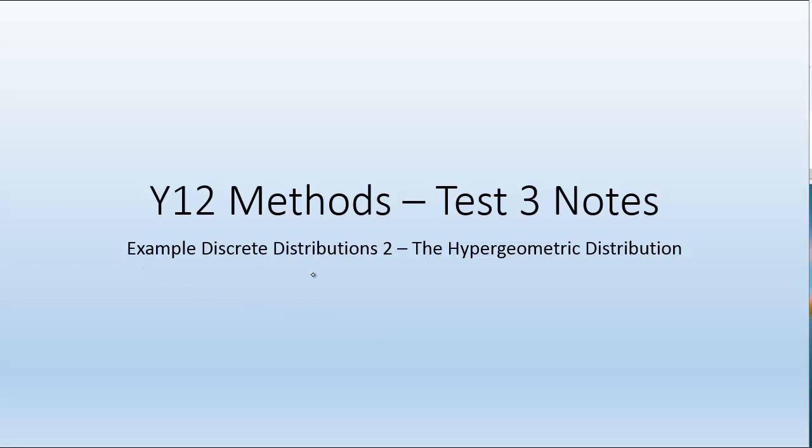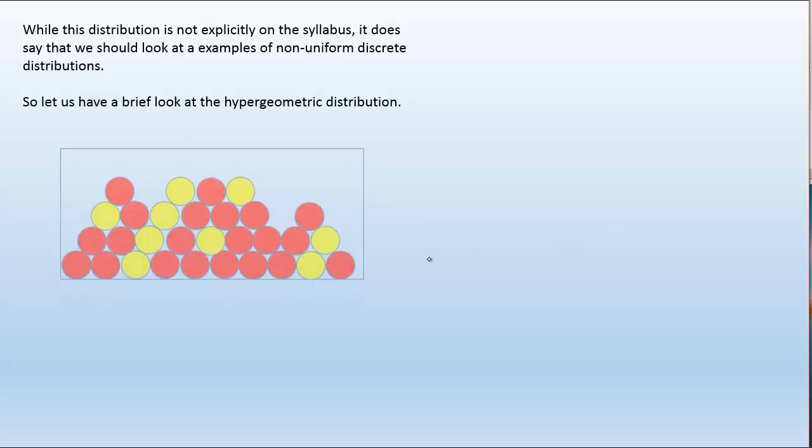Example discrete distributions, the hypergeometric distribution. While this distribution is not explicitly on the syllabus, it does say that we should look at examples of non-uniform discrete distributions, and the hypergeometric is one such. So we'll have a brief look at the hypergeometric distribution.